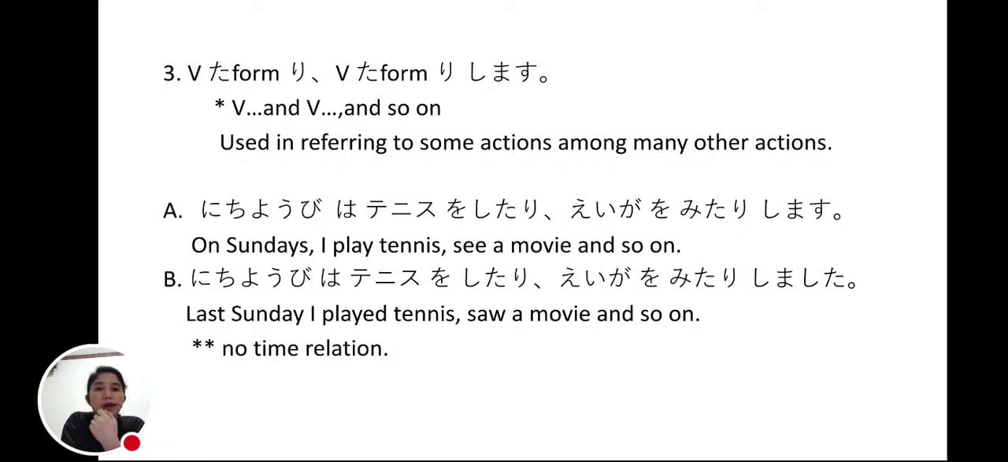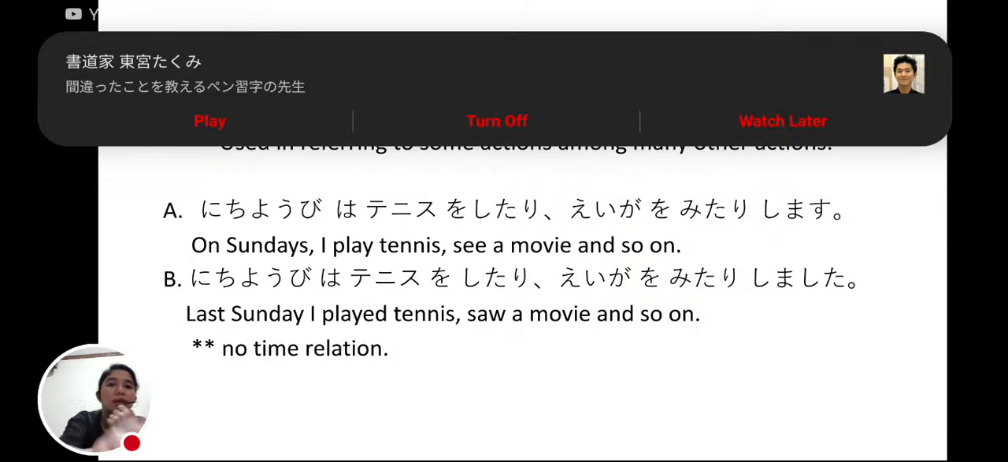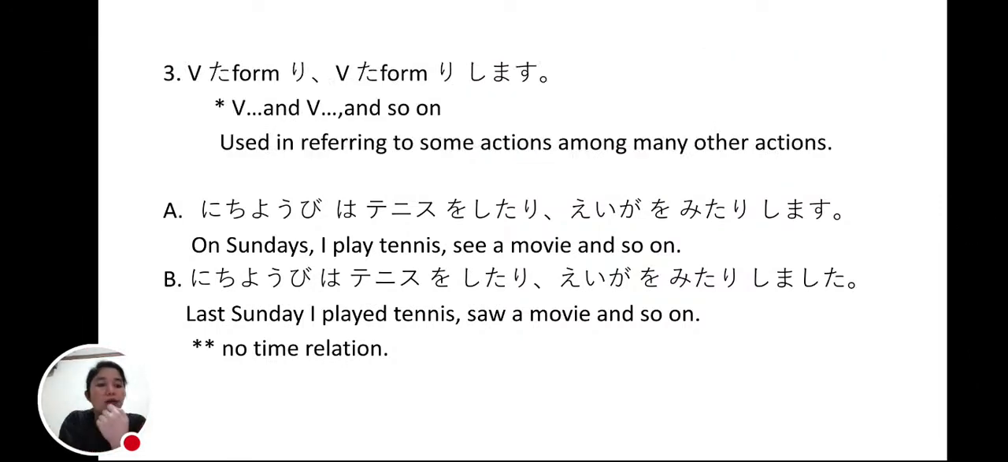Okay, so we have here letter A. 日曜日はテニスをしたり、映画を見たりします。On Sundays, I play tennis, see a movie, and so on. He didn't elaborate everything, but he just mentioned 2. Just like this example, you can do this as well. But just remember that the verb will be in the ta form and add ri.